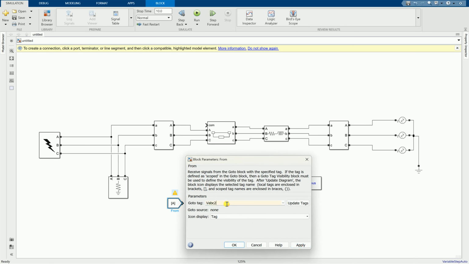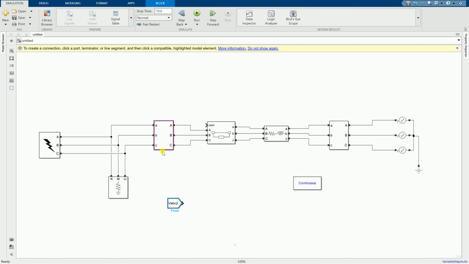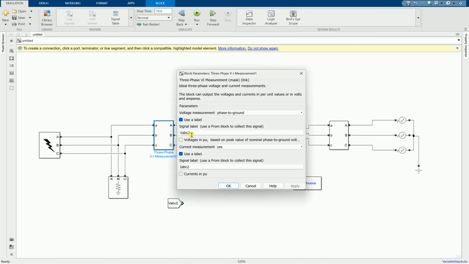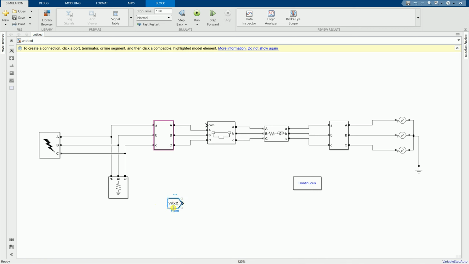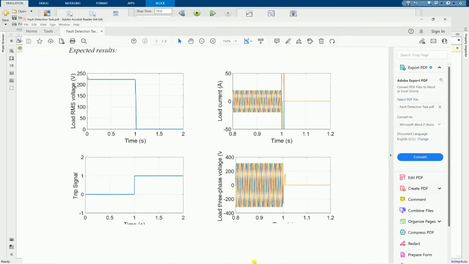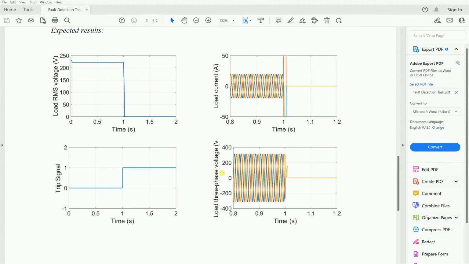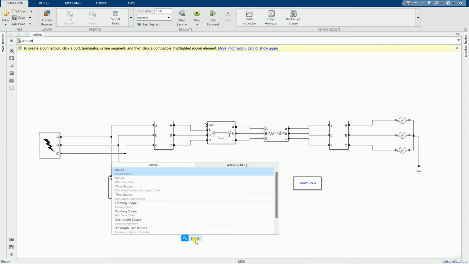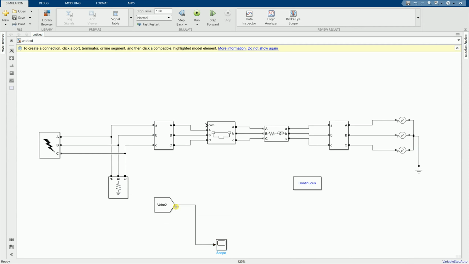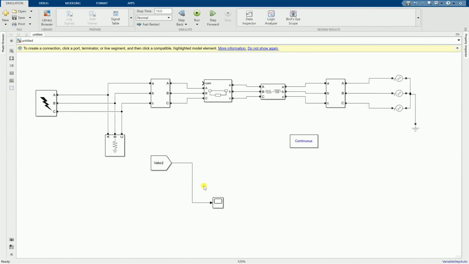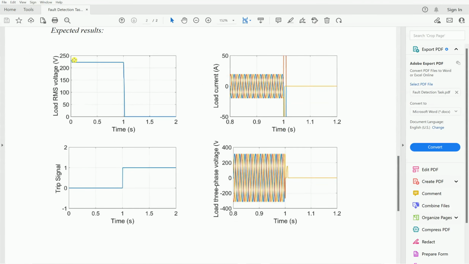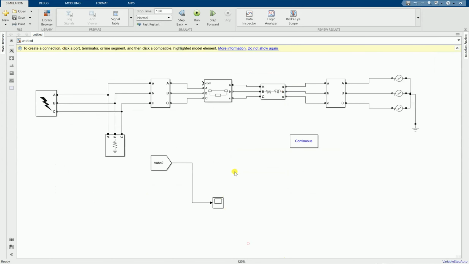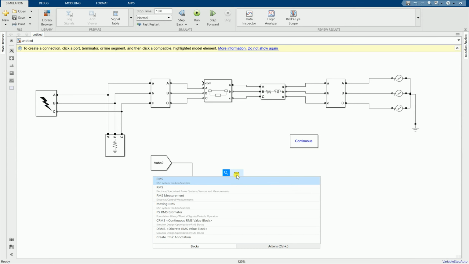Remove this A. So what does it do? It will take the three-phase measurement added in VABC2 in this variable, and it will be inside this From tag. Now I would like to see the load three-phase voltage as it is, so we can add a scope here to see the three-phase measurement. And I would like to see the RMS value as well.